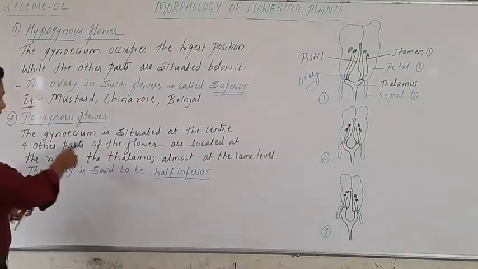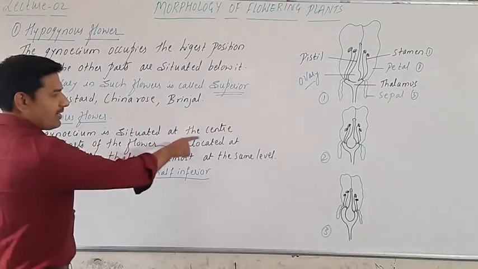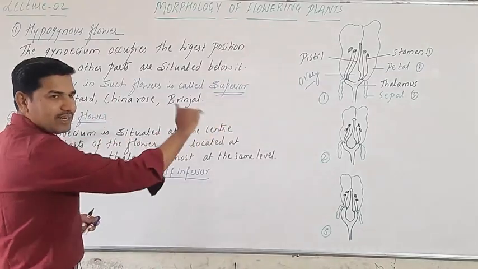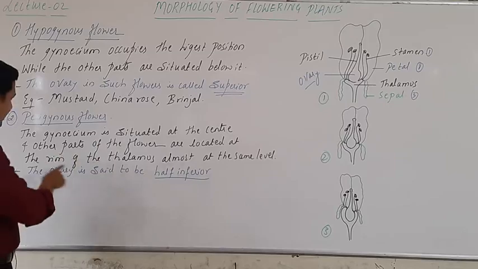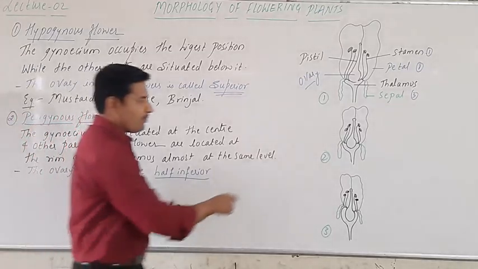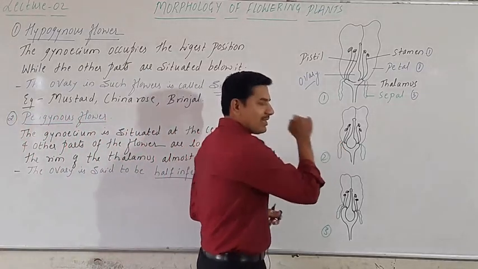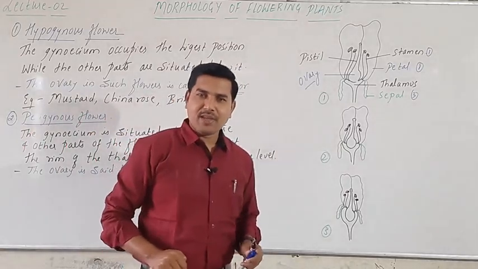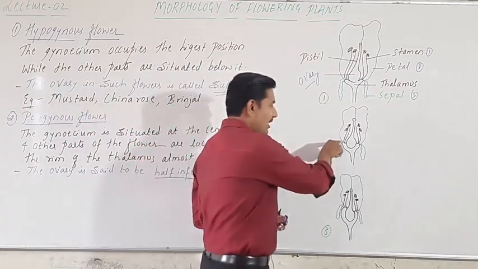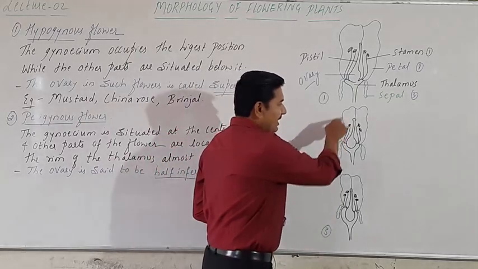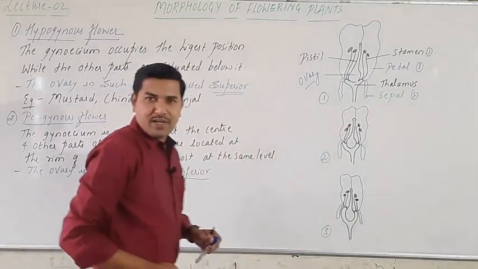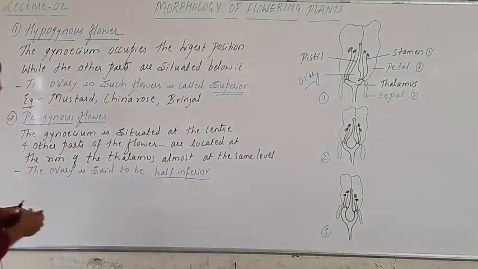Look at the definition. The gynoecium is situated at the center. So gynoecium is located at the center and other parts of the flower are located at the rim of the thalamus. This side part of the thalamus, we call it the rim. This is called as the rim, and all the floral appendages arise from this rim. Understood? Okay. So this is regarding the part.